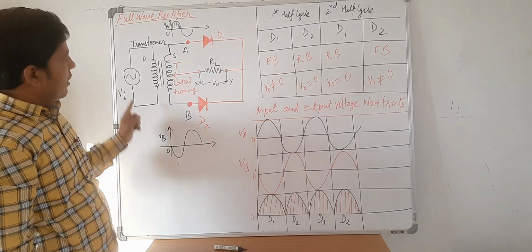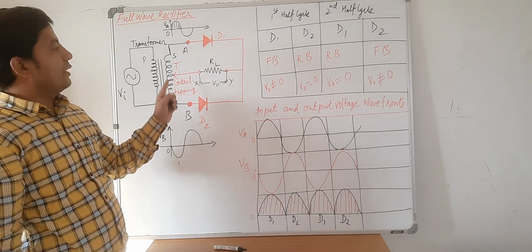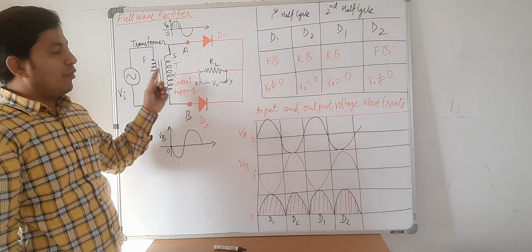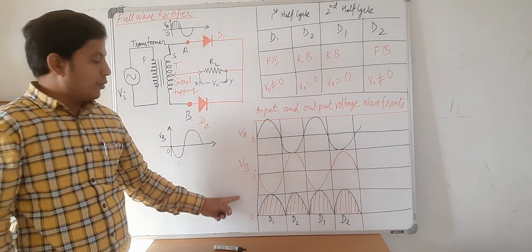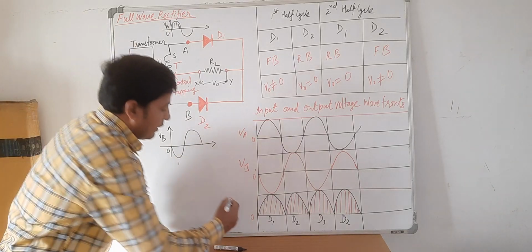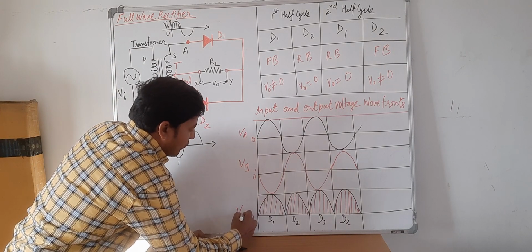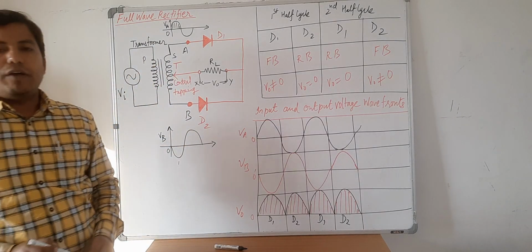This is the working of the full wave rectifier and the diagram of the full wave rectifier, input and output voltage. This is the output voltage, the wavefront of the output voltage of the full wave rectifier.